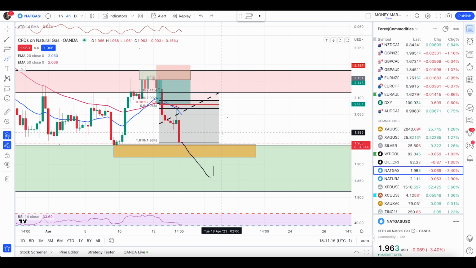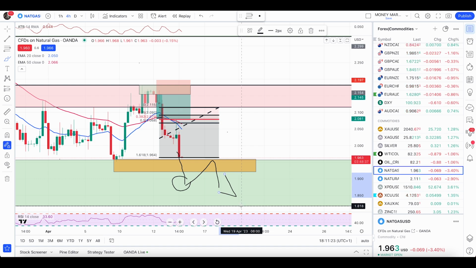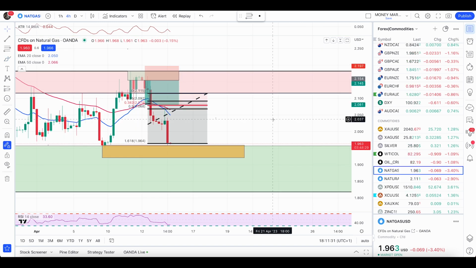I will only take my bearish trade if we have a break below this box, a new low, pullback, and a bearish trade till this lower level of support, which is 1.818. So keep looking for buying and selling entries. If you have any sort of confusions, you can always DM me on Instagram.